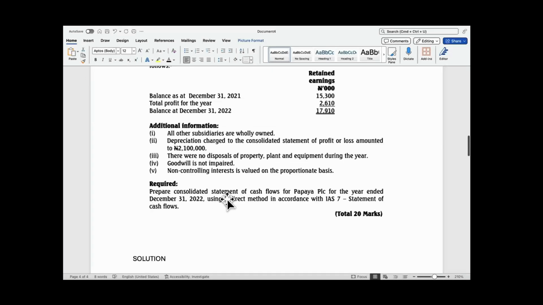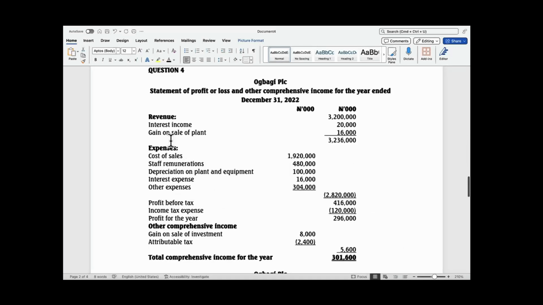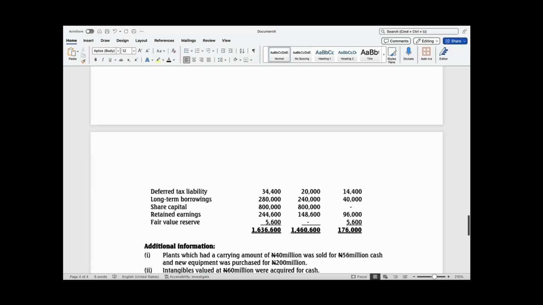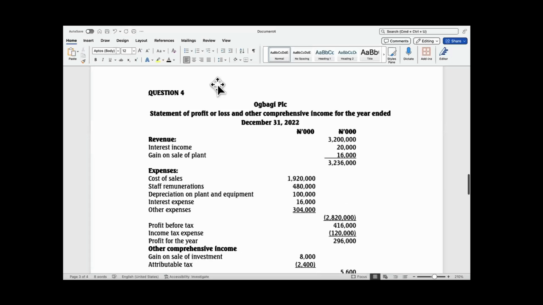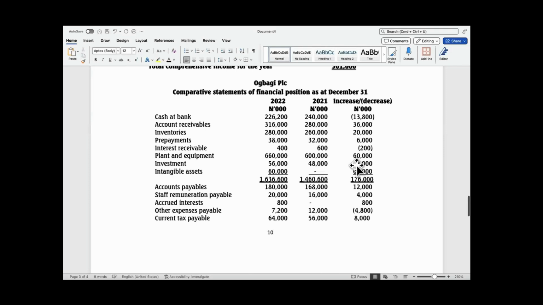Let me solve this one first, question 4, before I go back to the one dealing with group cash flow. Looking at this question 4, they gave us the statement of profit or loss. They also gave you the statement of financial position. The examiner was magnanimous to give you the increase or decrease, because you would need to use all these increases or decreases when solving a statement of cash flows. And they gave us some additional information.